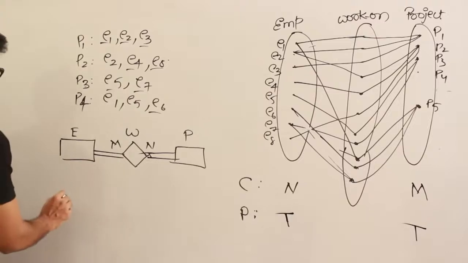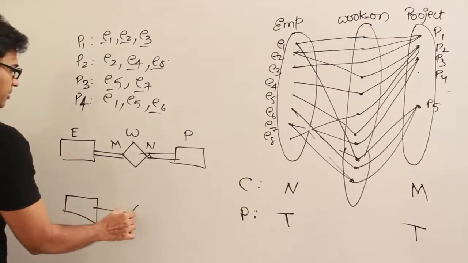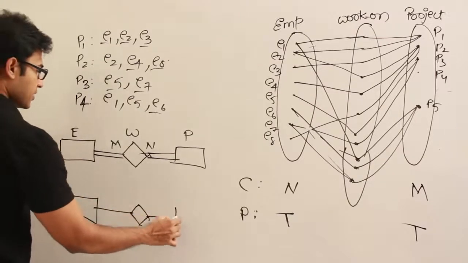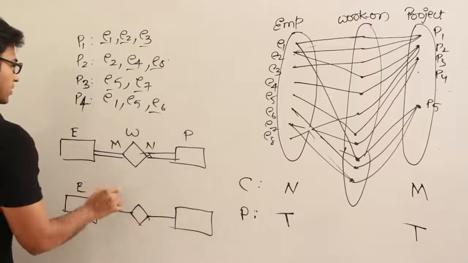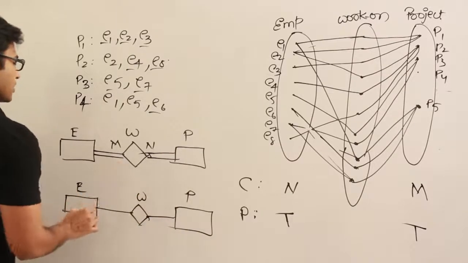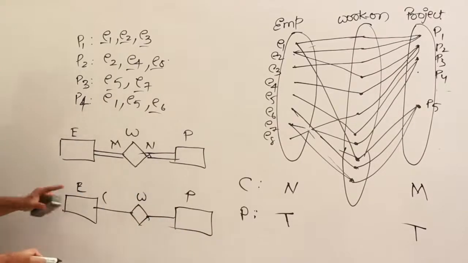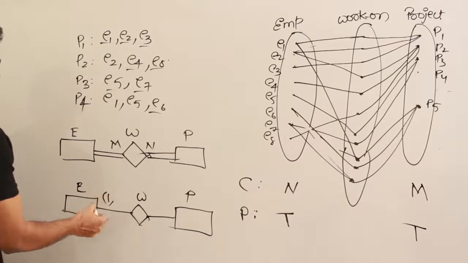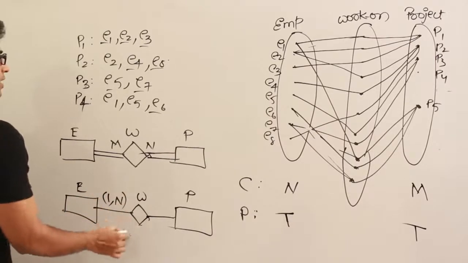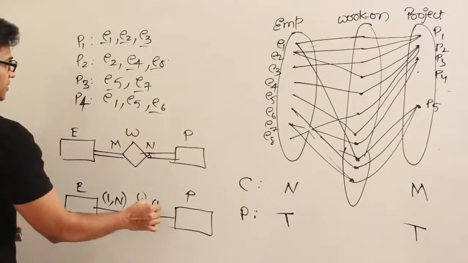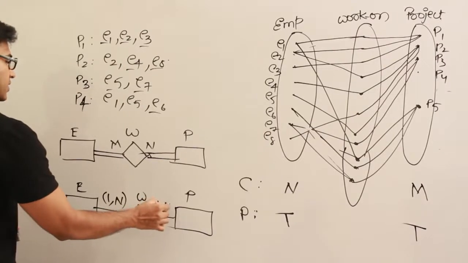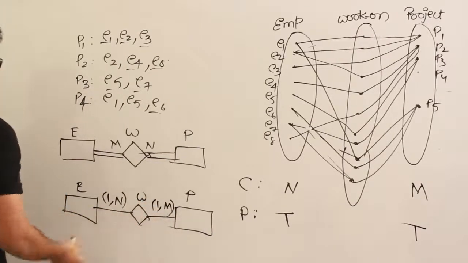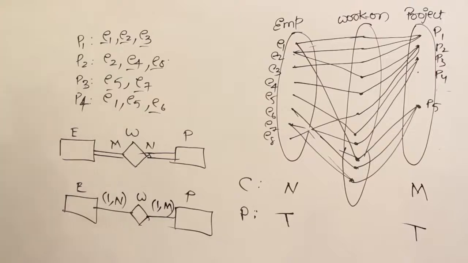And in case of the minimum and maximum representation, the min-max representation, it is the employee, it is the project, and it is works on. What is the min-max representation for this? What about the minimum here? Minimum is 1. And what about the maximum? N. And what about the minimum? Minimum is 1 here and maximum is m, right? You can write anything there. Okay, so that is the representation of various things here.